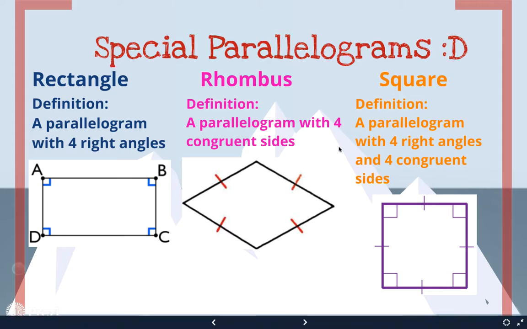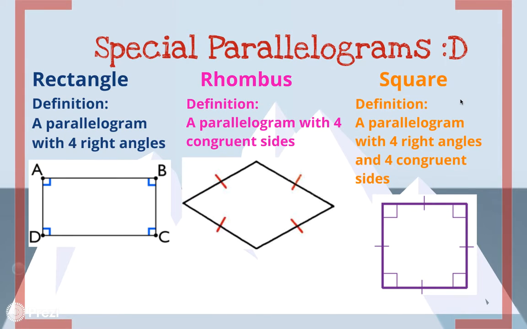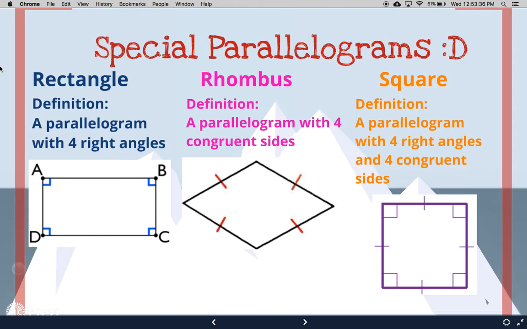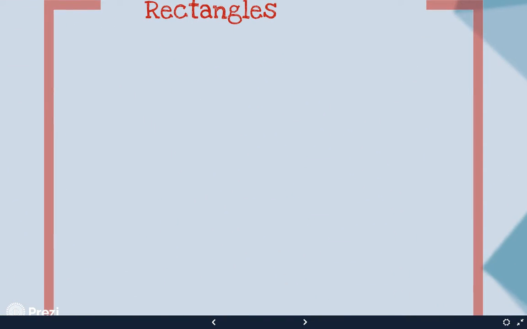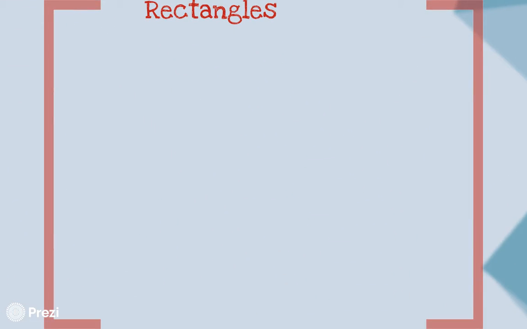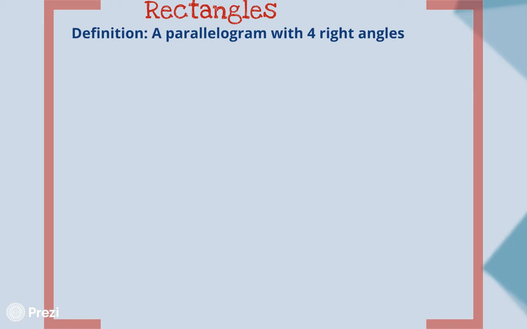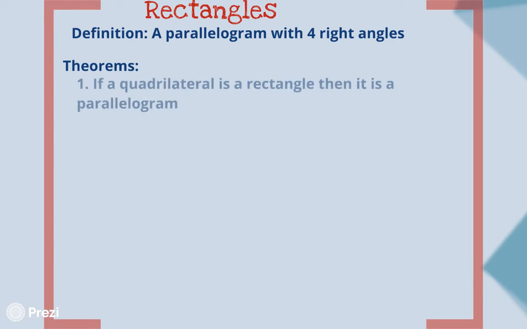And that is why a square is basically my favorite quadrilateral ever, because it has so many identities. So the square is the best kind of quadrilateral there is, in my opinion. But anyways, let's talk about some properties and some theorems about each of these distinct parallelograms. So we know a rectangle is a parallelogram with four right angles. Here are some theorems about rectangles that might come in handy.